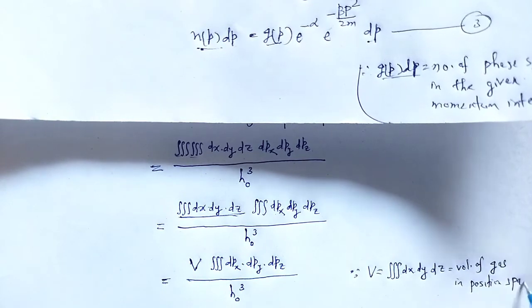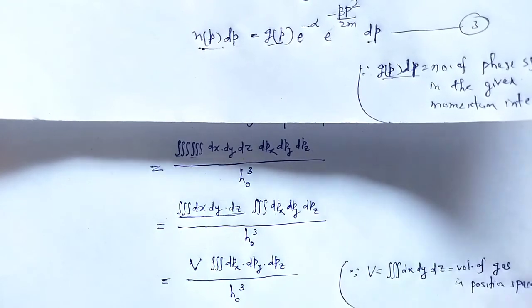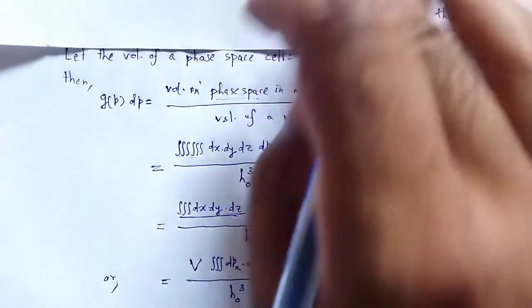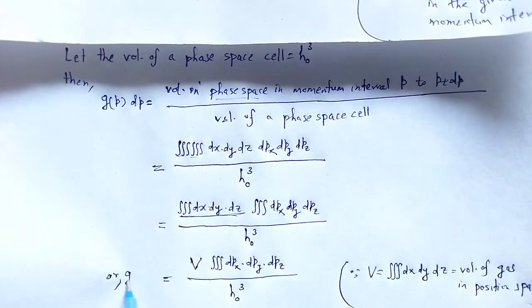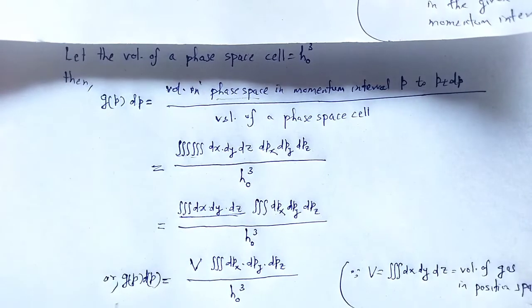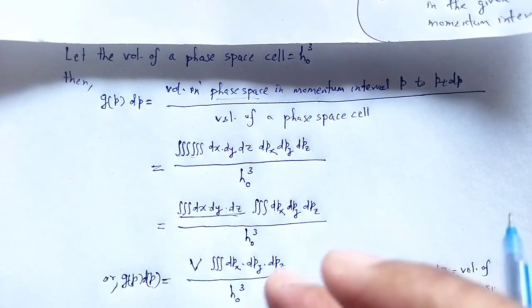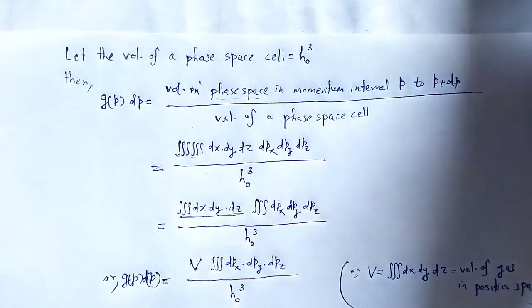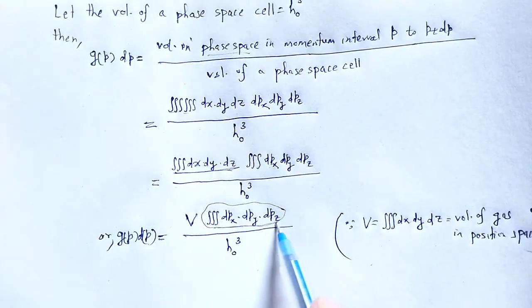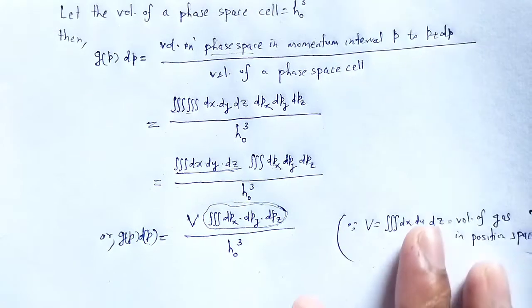Here we take only position coordinates. That is the value of what? gp dp, the number of phase space cells in the given momentum interval. Now you have to determine the value of that integral term. How do we determine that integral term?